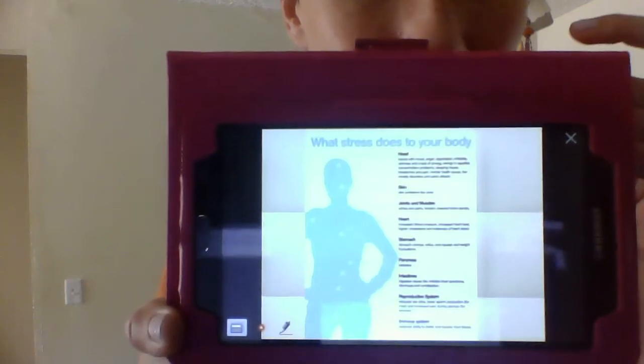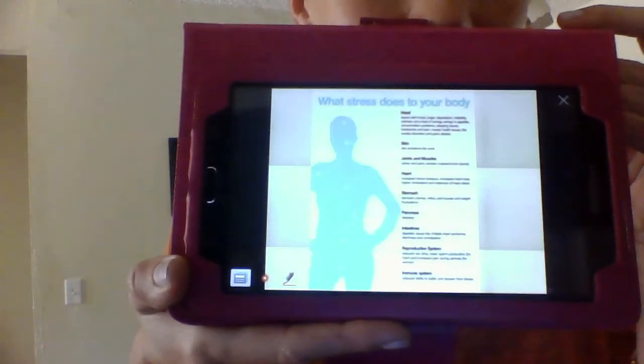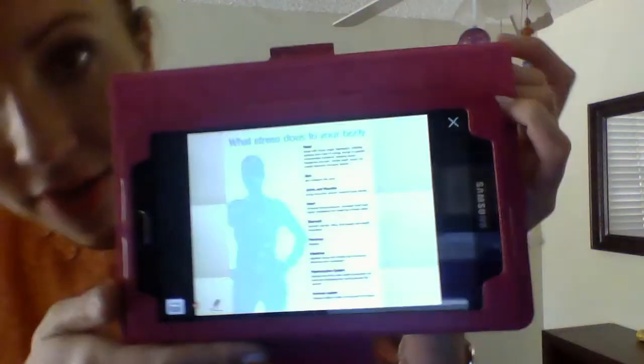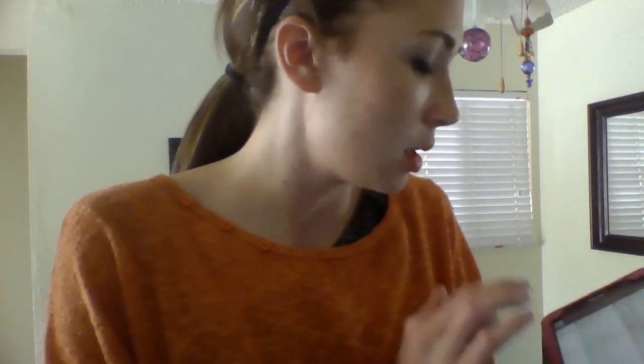So I don't want to go over all of this because you can go over all of it, okay? But it says what stress does to your body, and it has a picture of a body. And it has like a thousand different things. Unfortunately, I don't think it's showing up right now, and I don't know what to do about that. But it says, oh, sorry, I lost it.